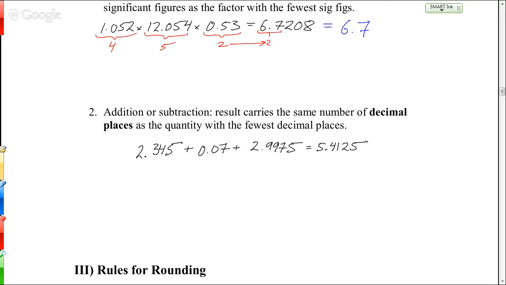So we would put 2.345, 0.07, and 2.9975. So that's going to be 5.4125. The fewest decimal places is right here because of the 0.07. So that's where we're going to cut off to round it. And so that answer should be reported as 5.41.